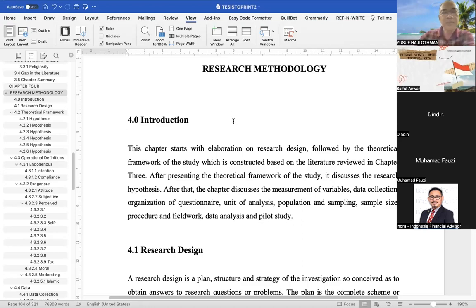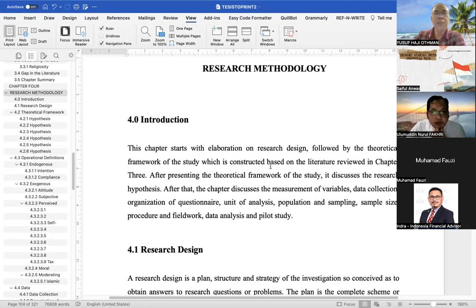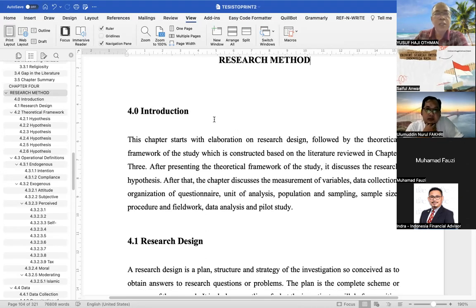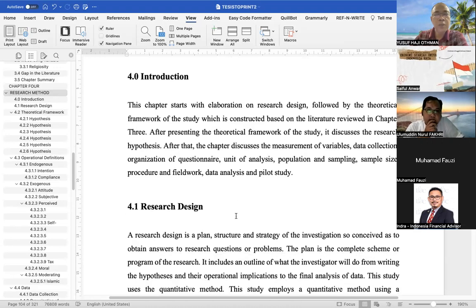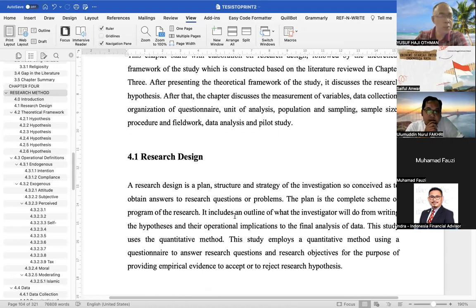Waalaikumsalam warahmatullahi wabarakatuh. Okay, let's continue with research method. I think the better word is research method. Research methods chapter. So after introducing this chapter, we should write about research design. What is a research design? A research design is a plan, structure. It's a plan. So we must plan. And it's a plan, structure, and strategy of the investigation. The investigation means the research.